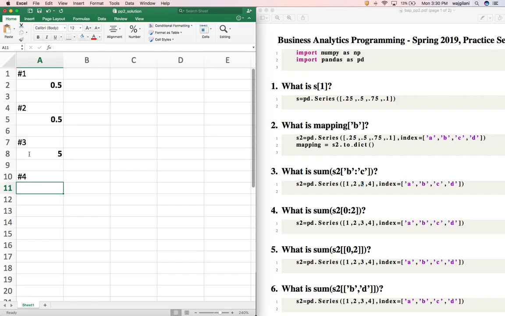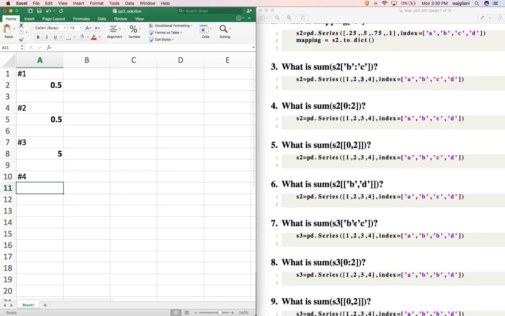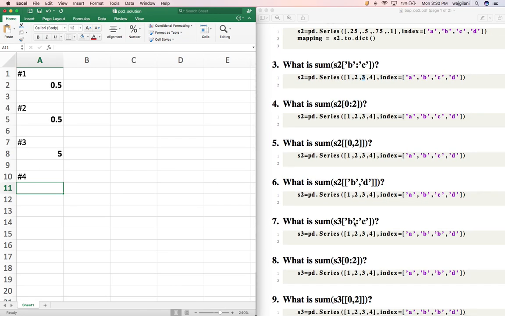Number four, what is the sum of S2, 0 colon 2? And again, we're slicing. Now, okay, check what's going on here. Here now, you're doing number slicing, right? But the indexes are alphanumeric. How do you deal with this situation? If your indexes are alphanumeric and you start doing number slicing, as opposed to the question above, which was number three, right? Again, they're the same series in four and three. But in number four, we're now doing number slicing.